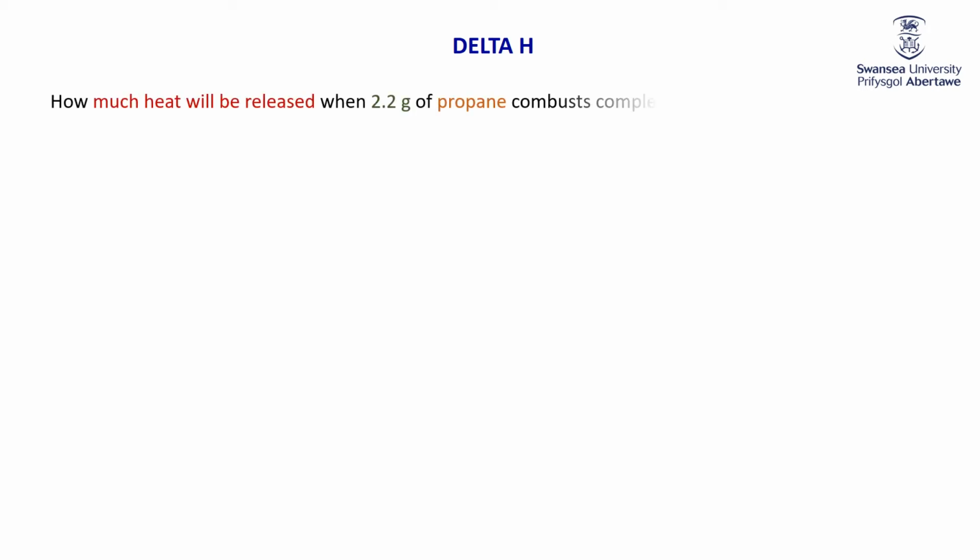So our first example: how much heat will be released when 2.2 grams of propane combusts completely in oxygen? Here is the equation for propane, C3H8, combusting in oxygen. Combustion reaction, as we mentioned in the empirical formula videos, gives you the oxides: all the carbons turn to carbon dioxide, all the hydrogens turn to water. And I'm going to tell you that delta H for this is minus 2,200 kilojoules.